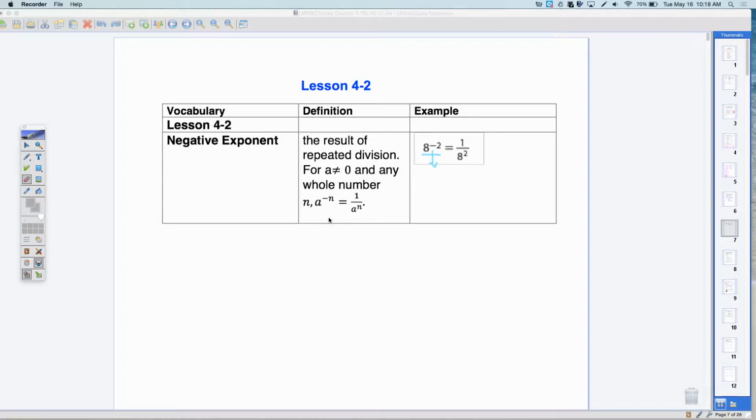This is lesson 4-2 on negative exponents. Negative exponents is the result of repeated division for a does not equal 0 and any whole number n. A to the negative n power is 1 over a to the nth. So in this example, I have 8 to the negative second power, which is equal to 1 over 8 squared. Think of the 8 to the negative second power as being in a numerator. To make it become positive, it goes to your denominator. So it's 1 over 8 squared.